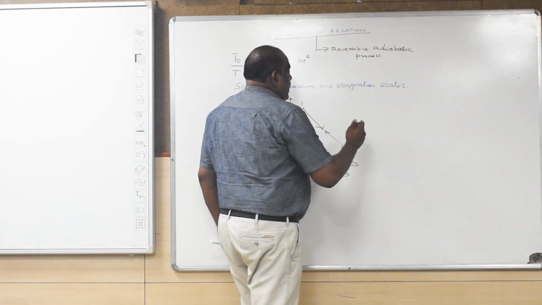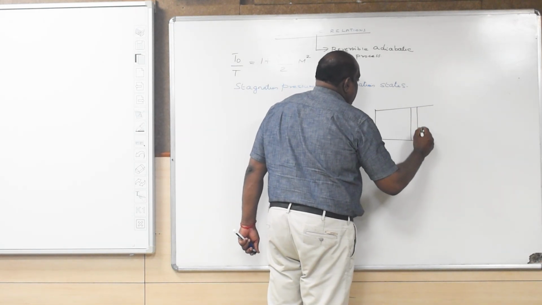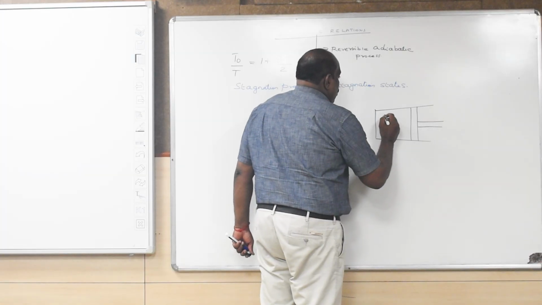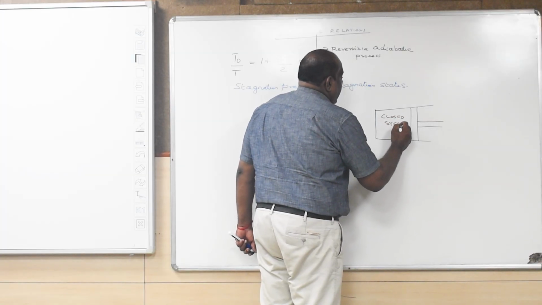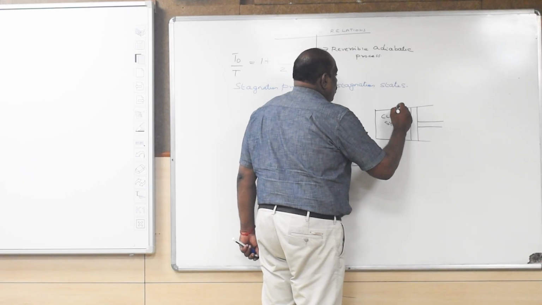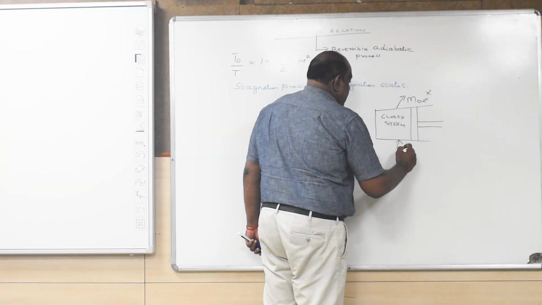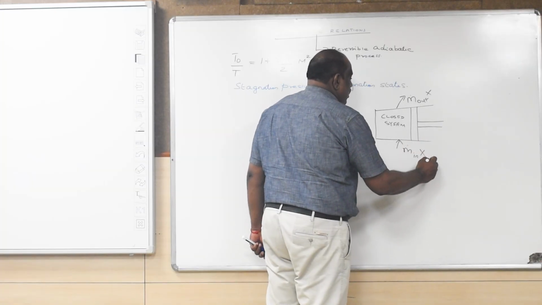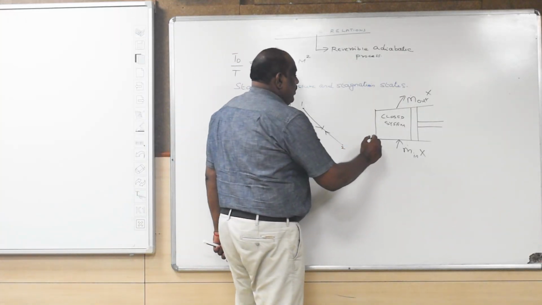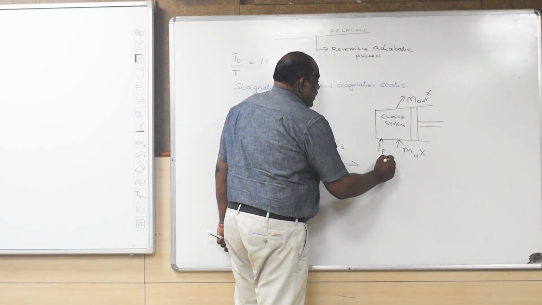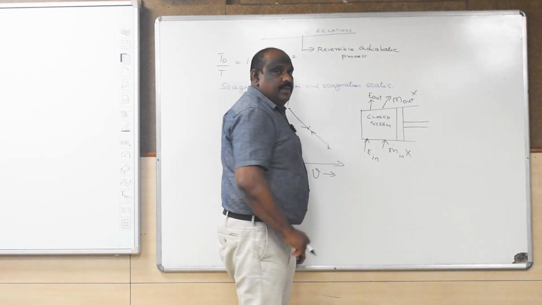Let me take a system like this. I will take a cylinder and piston arrangement. Let it be a closed system. What is a closed system? There is no transfer of mass either in or out. So m dot out is not permitted, and at the same time m dot in is also not permitted. But energy transfer can take place, which means energy can go in and energy can go out. This is nothing but a normal closed system.